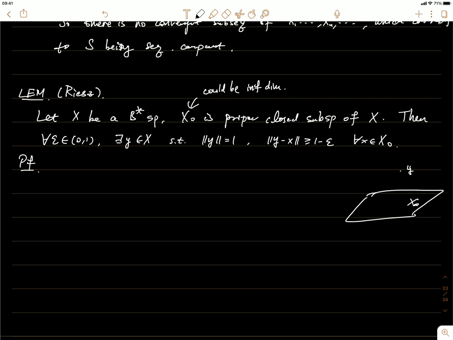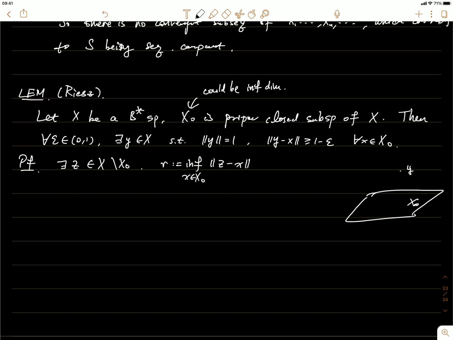Okay, let's see how to prove this. Because the X naught is a proper subspace of X, I know that there exists some z that is in X but not in X naught. Okay, and I also denote this r to be the infimum of the distance between z and any point in X naught.